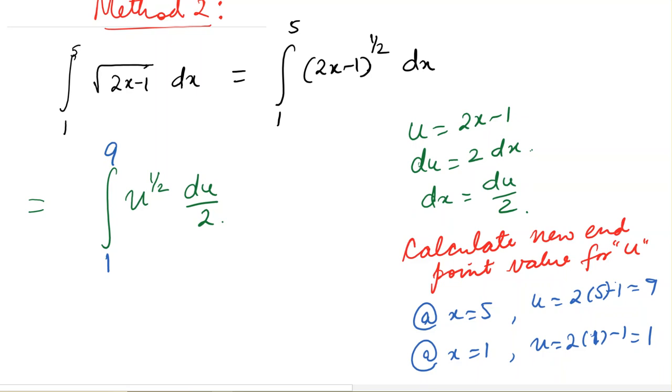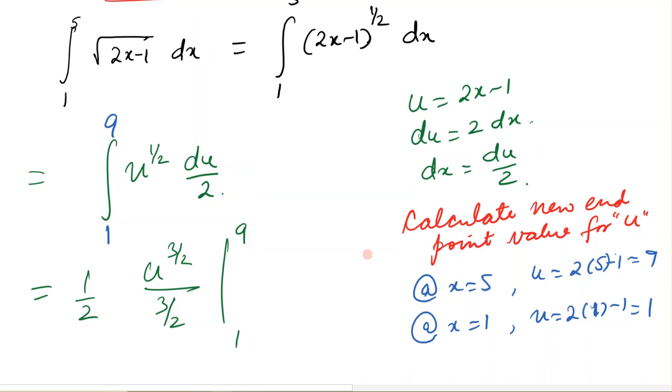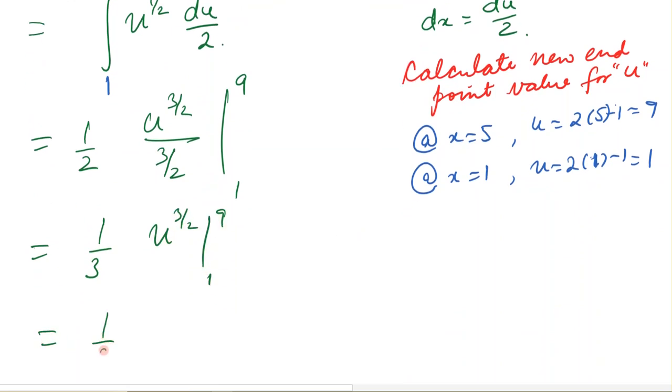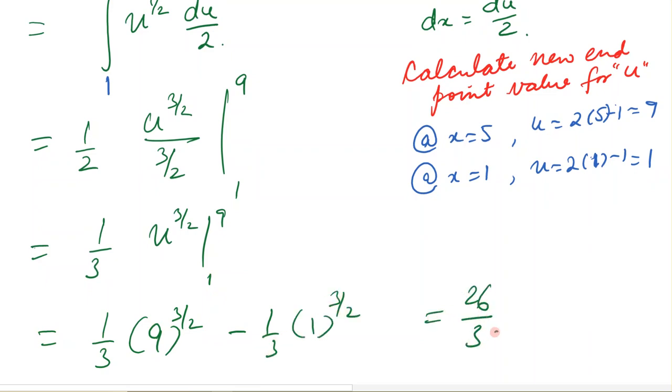And now we can just take our integral. So the integral of u raised to power half would be u raised to power 3 over 2 divided by 3 over 2, and the limits go from 1 to 9. So 2 and 2 cancel, 1 over 3 u raised to power 3 over 2, with limits from 1 to 9. Now you can simply plug in the values of u because the limits are in terms of u. So 9 raised to power 3 over 2 minus 1 raised to power 3 over 2, times 1/3, which we solve. In the end, we get 26 over 3.